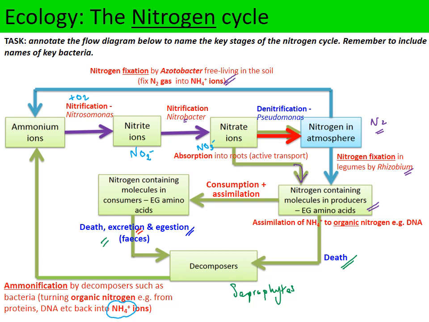We know if the soil is waterlogged, the nitrate ions are taken in by denitrifying bacteria called Pseudomonas. They convert the nitrate back into nitrogen gas, and that goes back into the atmosphere. So it goes back into the atmosphere as nitrogen gas, and the cycle obviously repeats itself.